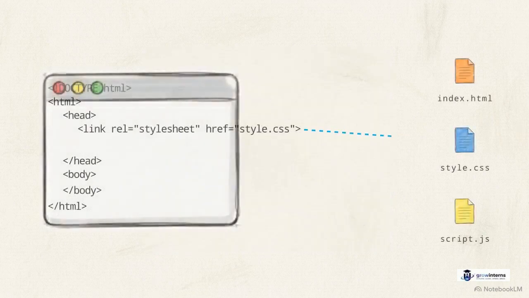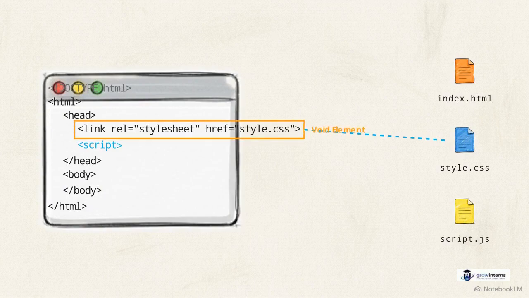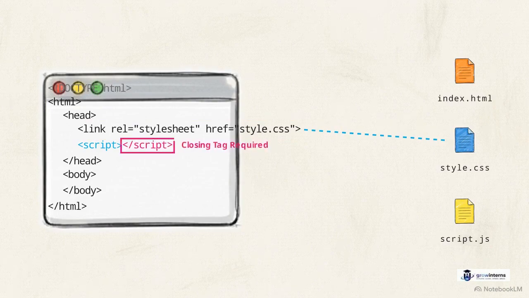Next, we need to add interactivity. Right below your CSS link inside the head, open a new tag and type script. Pay attention to a critical syntax difference here. The link tag we just used is a void element, meaning it stands alone. The script element is not. You absolutely must write out a closing script tag for it to function.